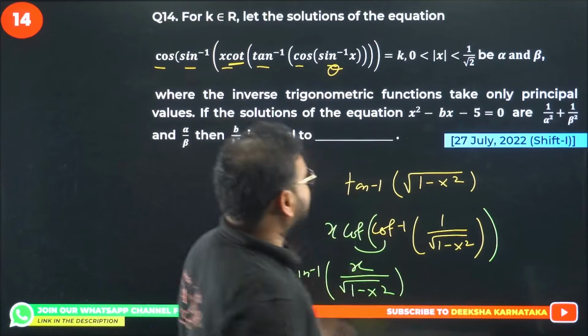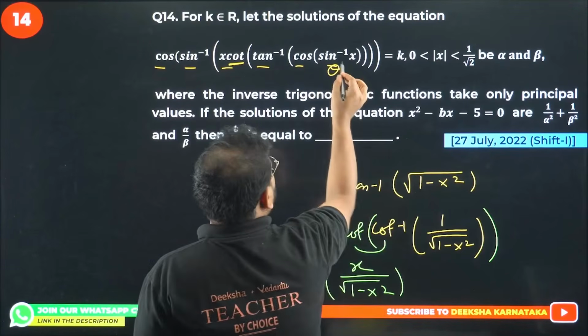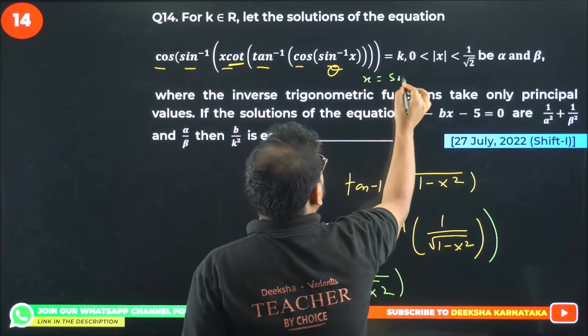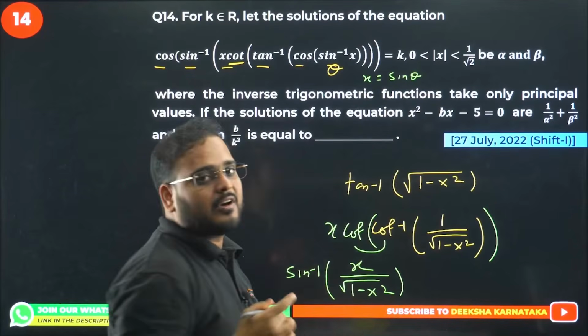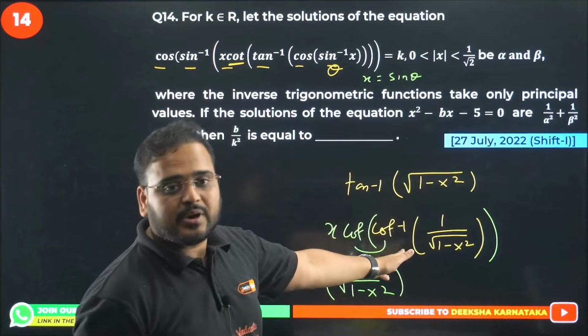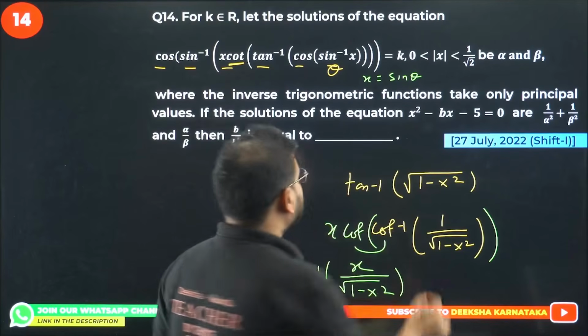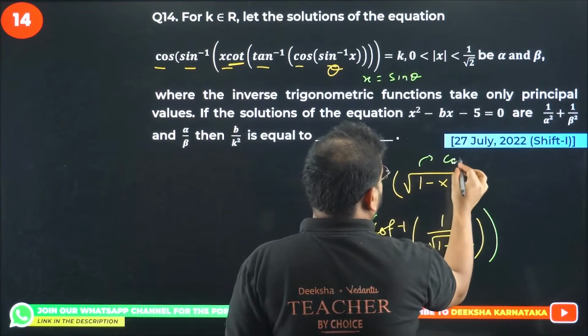If theta is sine inverse, I hope you know that. If theta is sine inverse of x, it means x is sine theta, right? So what do you get for cos theta? Root of 1 minus x square. Okay, this part represents your cos theta, okay?